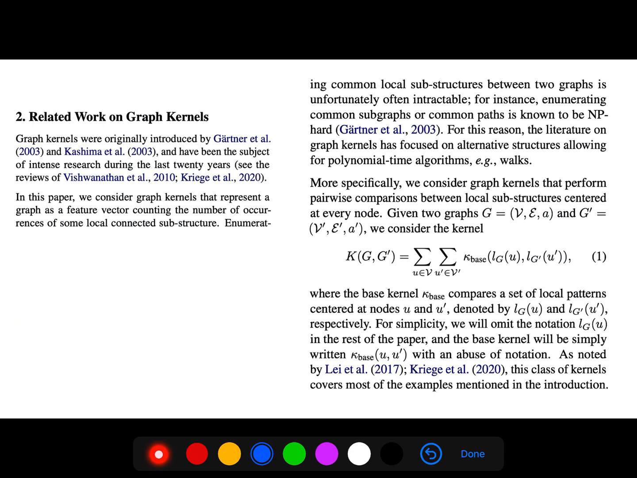So graph kernels are very important, and we consider graph kernels that perform pairwise comparison between local substructures centered at every node. So we have two graphs G and G prime. The kernel is just this, and we use K-base to compare a set of local patterns centered at node U and U prime. And we will omit the notation in the rest of the paper. So the base kernel is just this K-base of U and U prime.